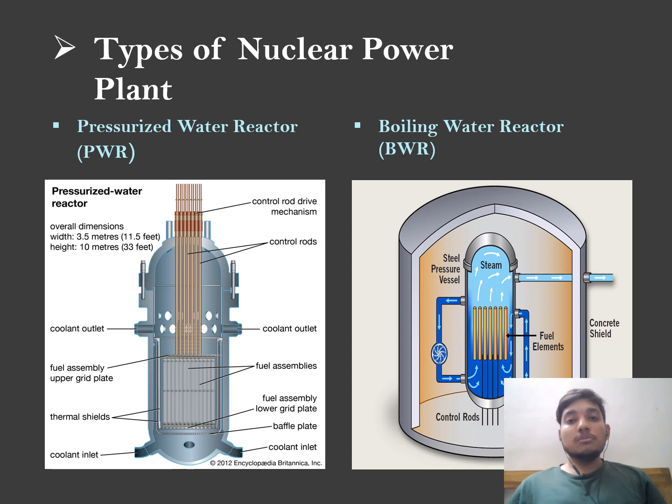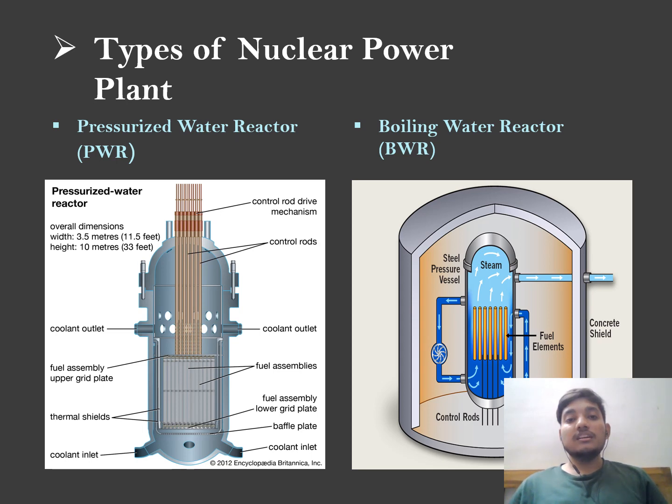PWRs are the most common type of nuclear reactor worldwide, known for their reliability and safety features. Now, the second one is BWR. In a BWR, water is allowed to boil directly in the reactor core, producing steam that drives a turbine connected to a generator. Unlike PWR, where water remains pressurized, in a BWR the water in the reactor vessel boils directly due to the heat generated by the nuclear fission reaction. The steam produced by the boiling water is directly used to drive turbines, eliminating the need for a separate heat exchanger.